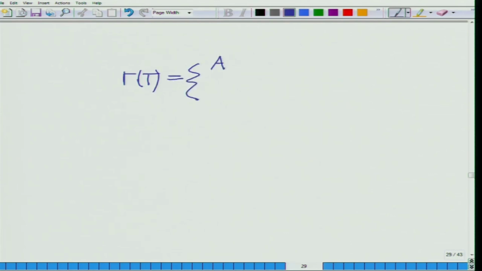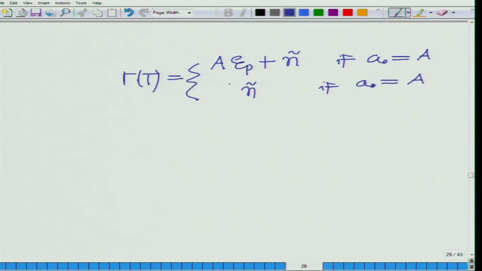this is either AEP plus n tilde if A naught equals A, or simply n tilde if A naught equals 0. Okay. And we have said in this scenario R t equals AEP plus n tilde. Well, this is a Gaussian.